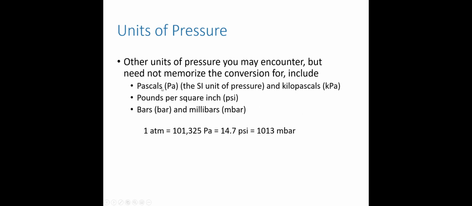And what we see here is that 1 atmosphere is about 101,000 pascals, which would mean it's about 101 kilopascals. It's about 14.7 pounds per square inch. And a bar is almost the same as an atmosphere. Think about this. There's 1,000 milliliters in a liter, so there's 1,000 millibars in a bar. This is very, very close. But we're going to, again, just stay with atmospheres and millimeters of mercury and torr.